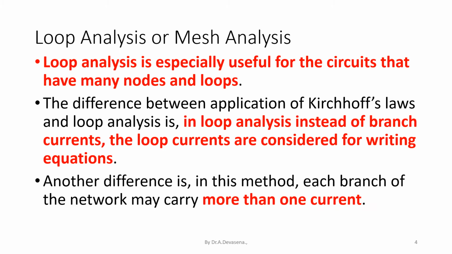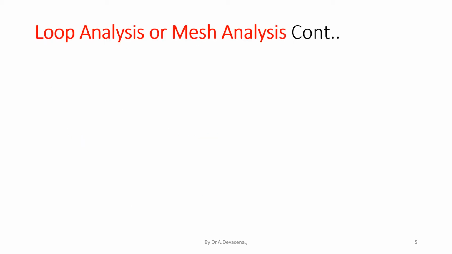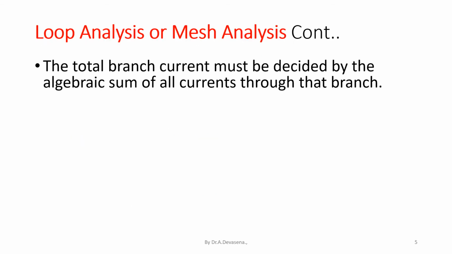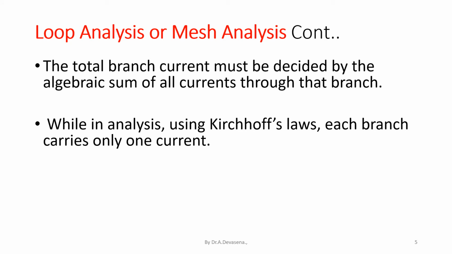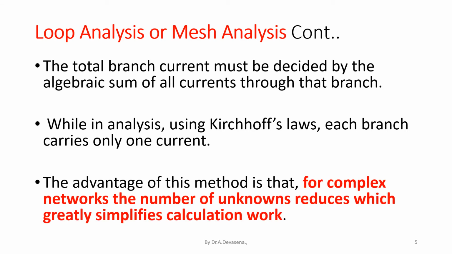Another difference is that, in this method, each branch of the network may carry more than one current. The total branch current must be decided by the algebraic sum of all currents through that branch. While in analysis using Kirchhoff's laws, each branch carries only one current. The advantage of this method is that for complex networks, the number of unknowns reduces, which greatly simplifies calculation work.